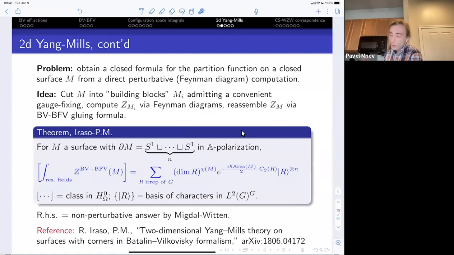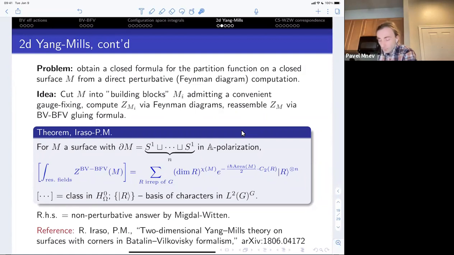Now, the problem that we considered with Ricardo Iraso was that we wanted to obtain a closed formula for the partition function on, let's say, a closed surface from a direct perturbative computation. The challenge here is that this theory has lots and lots of multi-loop Feynman diagrams, and they correspond to complicated configuration space integrals. How one can hope to calculate all of them and assemble them into some closed formula is completely unclear.